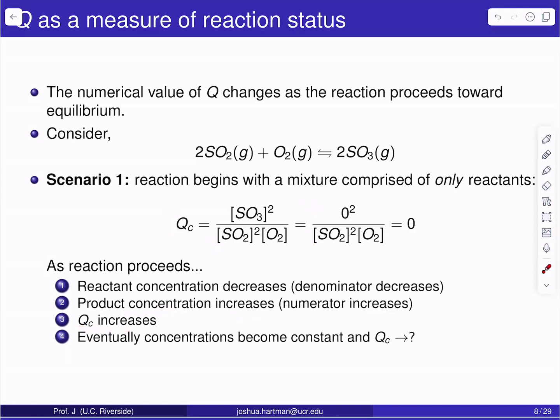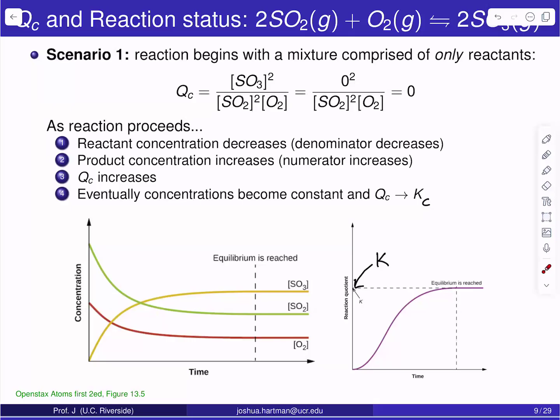So QC increases. Now, remember, eventually at equilibrium, concentrations become constant. All right? Let's put that in there. Remember that at equilibrium, concentrations are going to become constant. All right, so if you reach constant concentrations at equilibrium, what's going to happen to our QC? Well, hopefully you guessed it, that QC is going to go to some fixed value, right? We'll call that fixed value K.